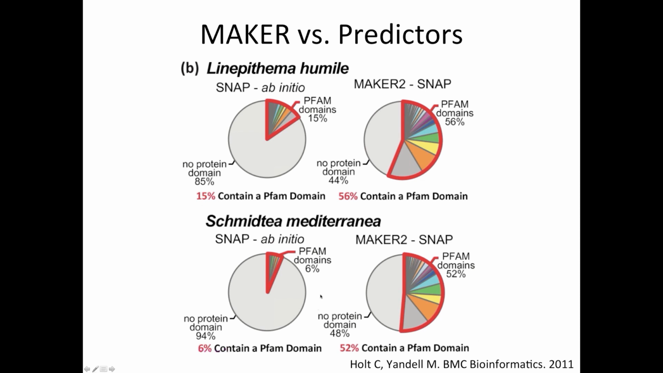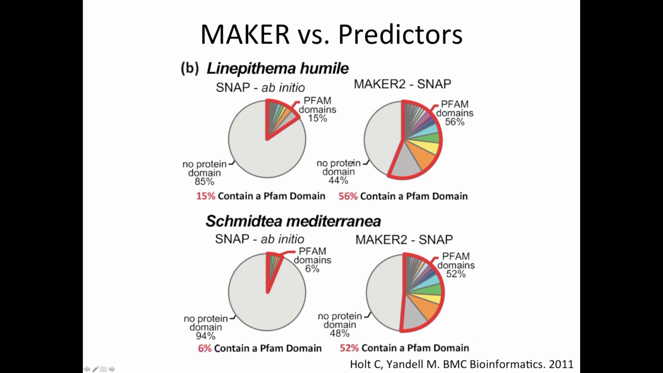If we run the gene predictor SNAP all by itself, as we're seeing in this column here, we can see that of all of the annotations that SNAP produced, only about 6 to maybe 15% of those annotations actually had some kind of a known functional domain within them. And almost 90% or more of the genes predicted just did not have any kind of recognizable protein domain.